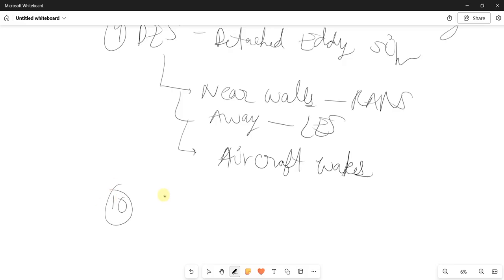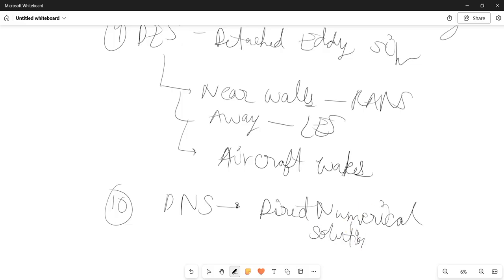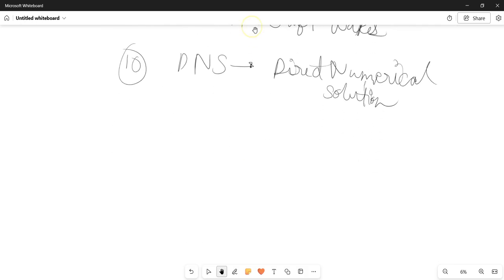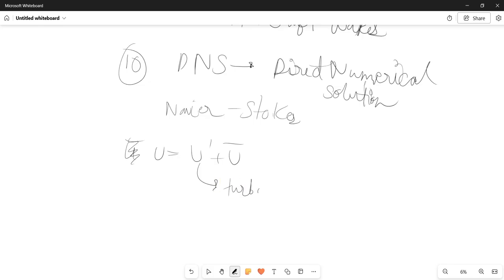Now the 10th and last one, DNS. It's like the dad of all models, the direct numerical solution. So what is DNS? Well, what we first saw was the Navier-Stokes equation, and we had split velocities into u dash plus u mean, where u dash was the turbulent velocity.